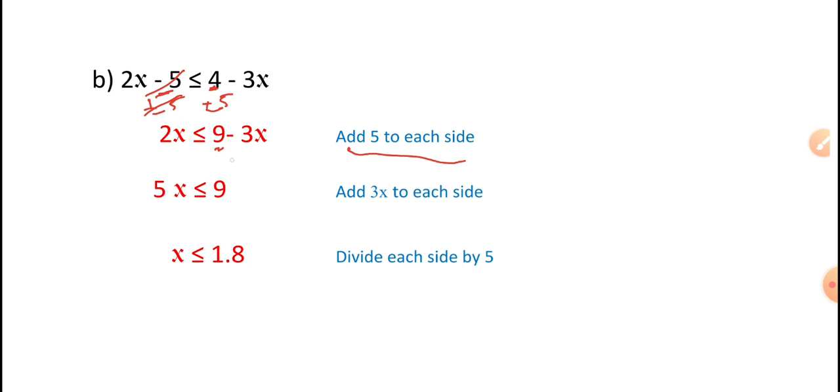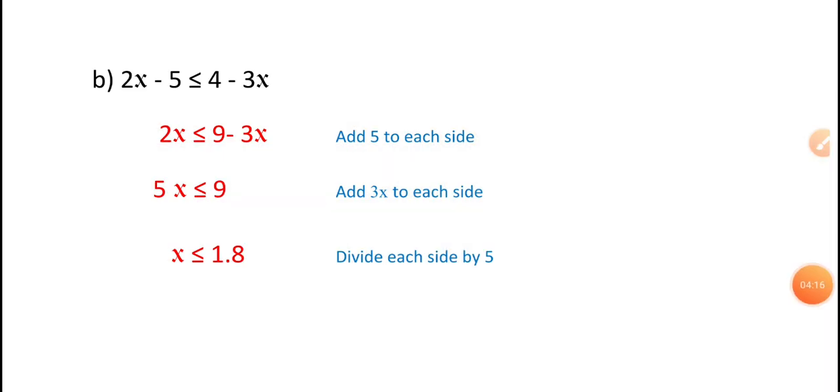Then I add 3x, because I want to get rid of this minus 3x. I added 3x to both sides to get 5x and 9, and then divide both sides by 5, so x is less than or equal to 1.8.